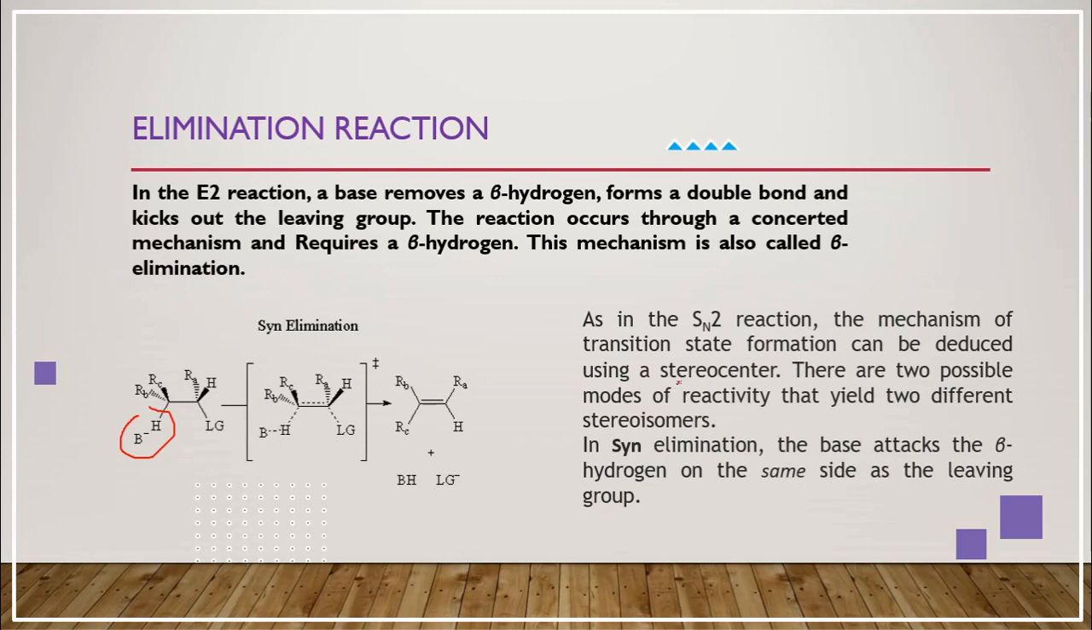As in the SN2 mechanism, the mechanism of transition state formation can be deduced using a stereocenter. There are two possible modes of reactivity that yield two different stereoisomers. In syn elimination, the base attacks the beta hydrogen from the same side as the leaving group.